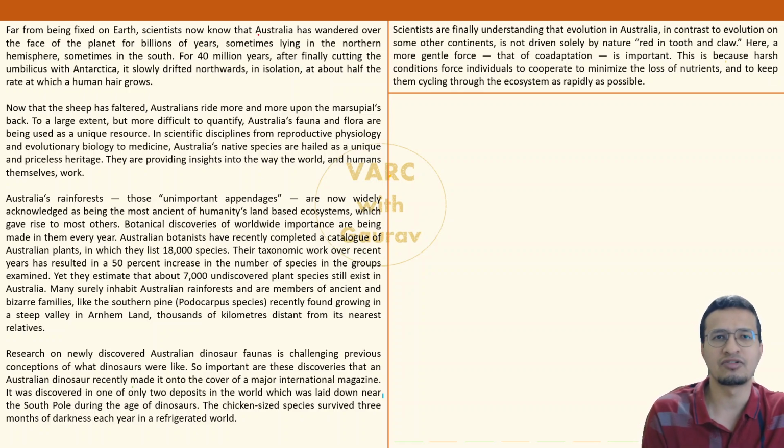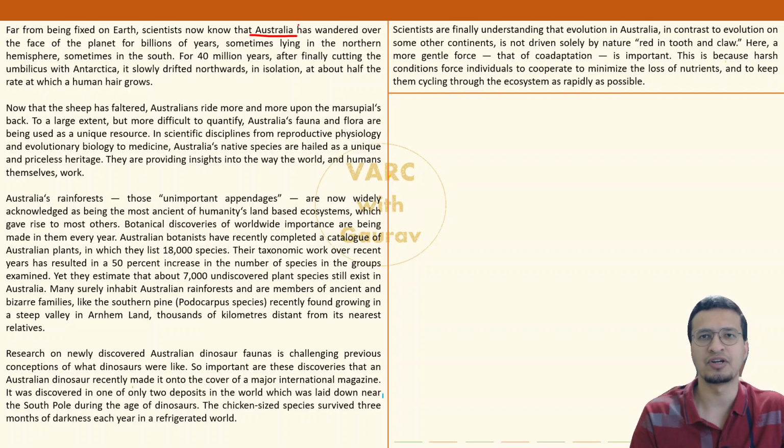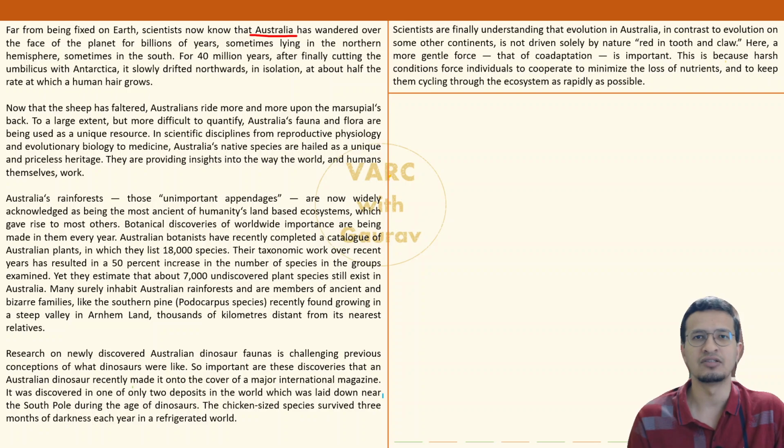The author starts by saying that Australia, as we know it today, wasn't always present in the southern and eastern hemisphere. It wandered over the face of the earth for billions of years and finally settled in the place where it is currently located today, the southern hemisphere and on the eastern side. So what has happened because of this is that Australia is actually a massive island by itself.